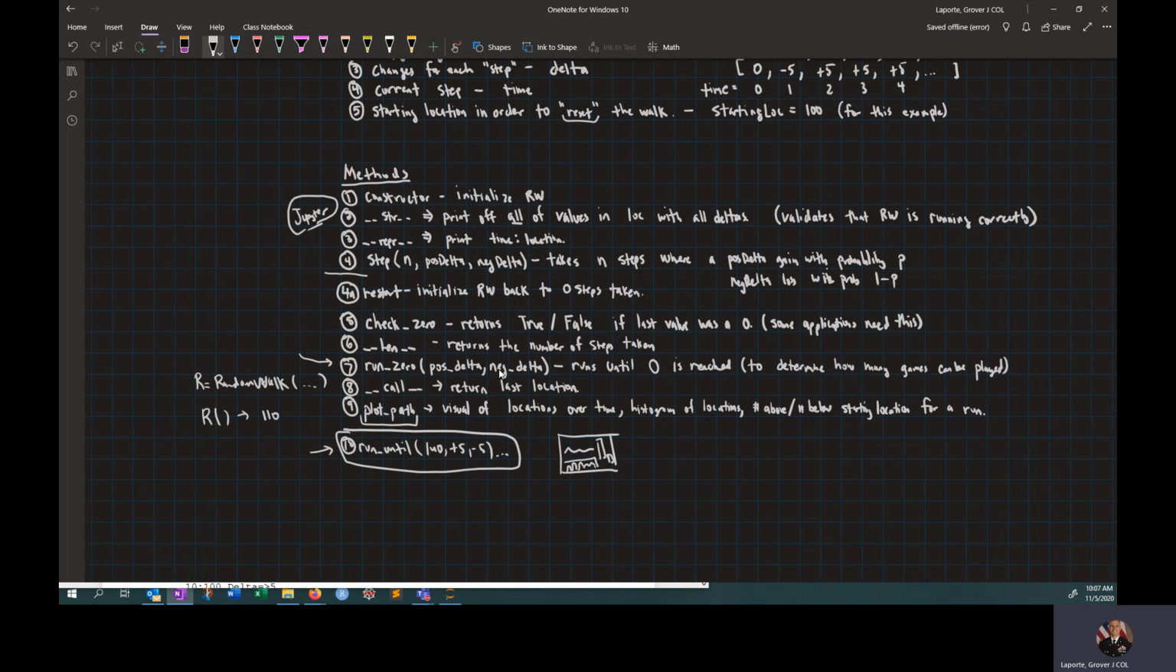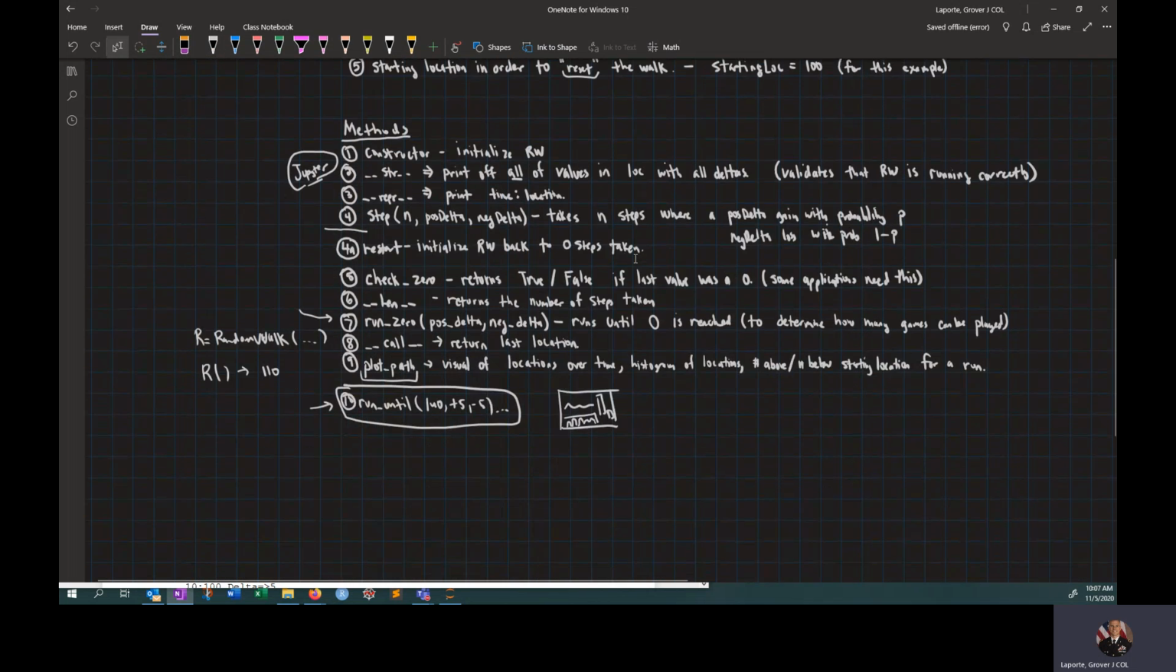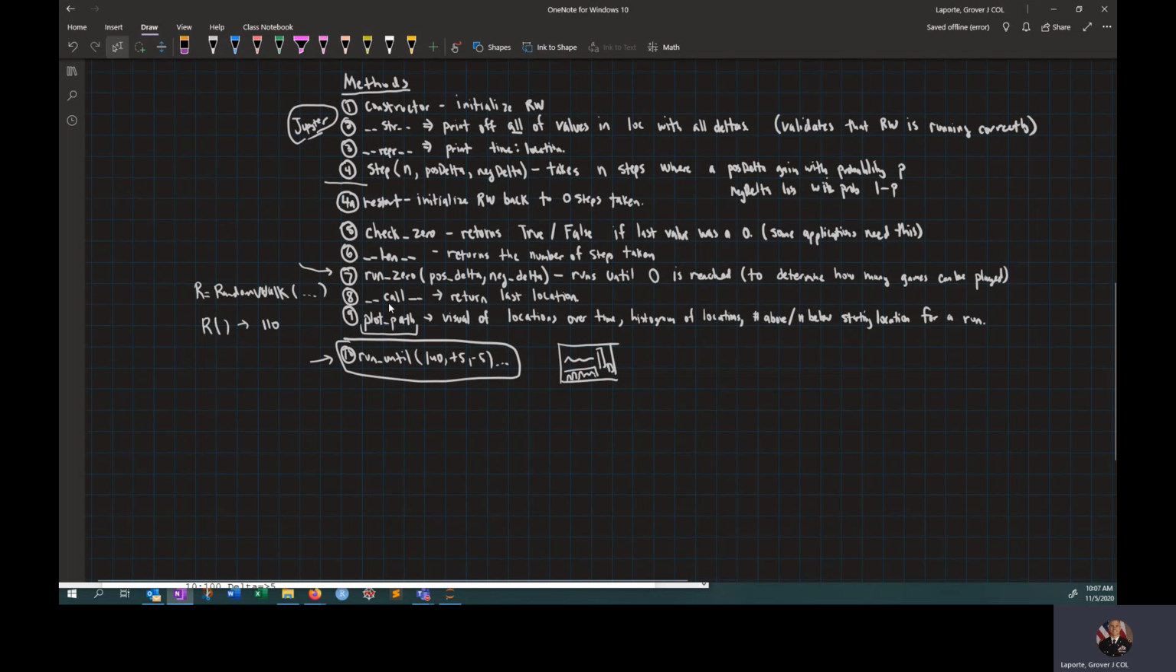Length is just going to give me the number of steps that we're taking. Run 0 is going to run until it gets to 0. So in other words, it's answering that question of how long can we play? And then call, I don't think we ever use this anywhere, but I'm just allowing it to call R, and it's just going to return me wherever our current location is. It's not that big a deal. It's just a little bit of functionality.